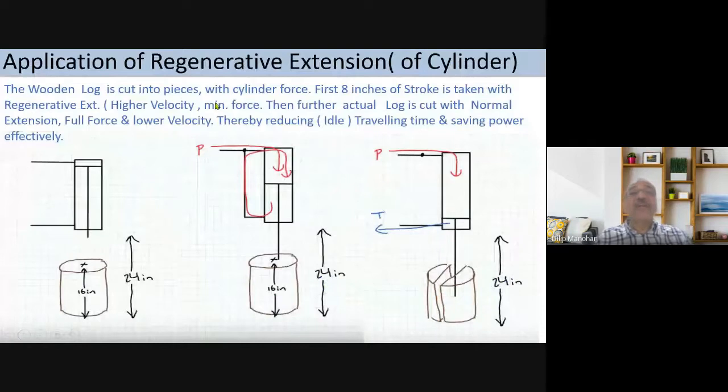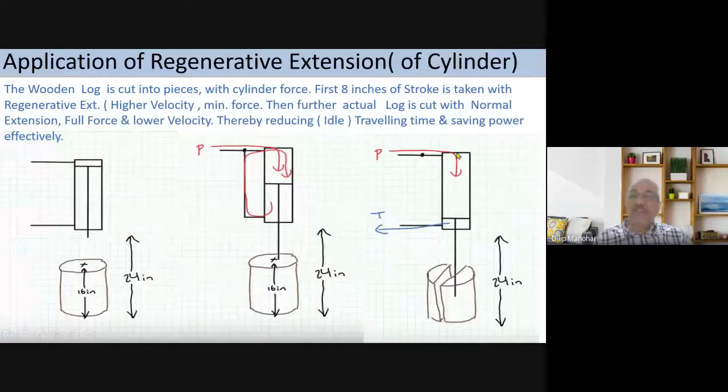Application of regenerative method: what we have shown here is a wooden log. This wooden log is to be cut into two pieces. With the cylinder force, 8 inches of travel will take a very long time. So to cut the time short, we use the regenerative method. You connect the regenerative method and allow the rod end flow to go to the cap end. So you get faster travel. As soon as it comes to this end, you again shift back to the normal method, and then you cut it.